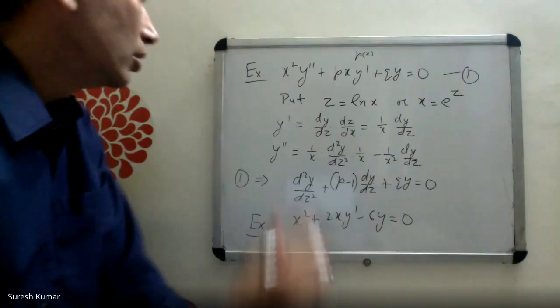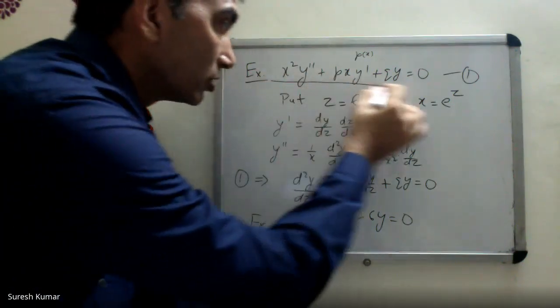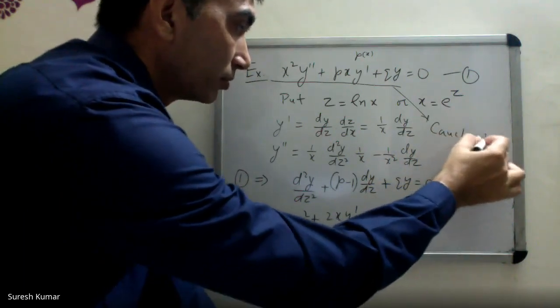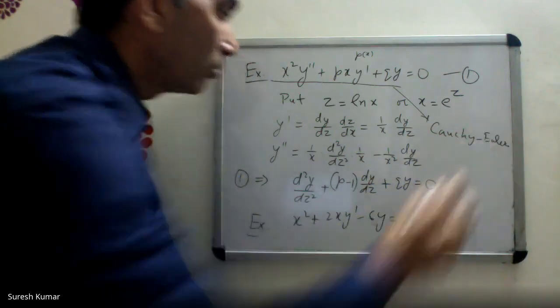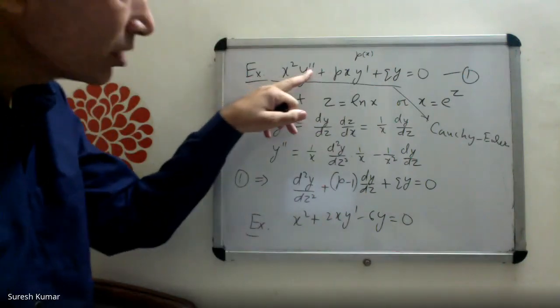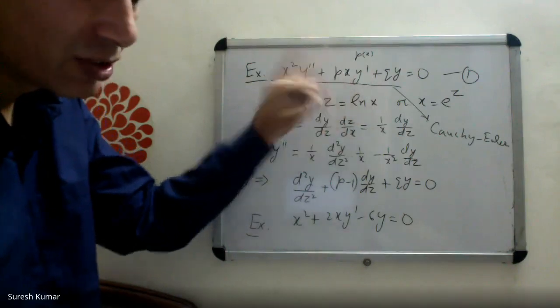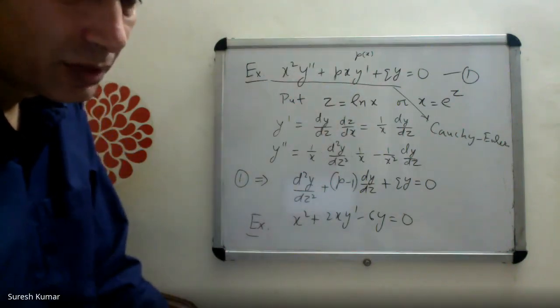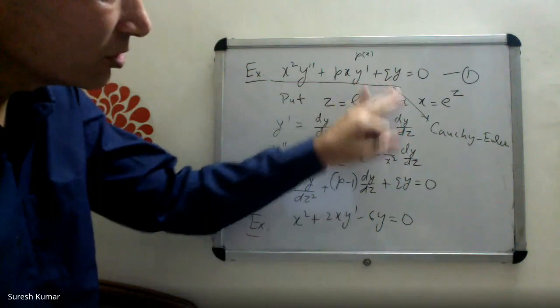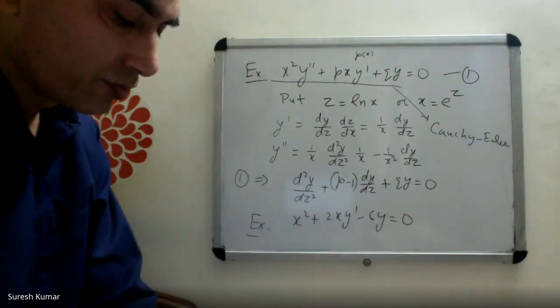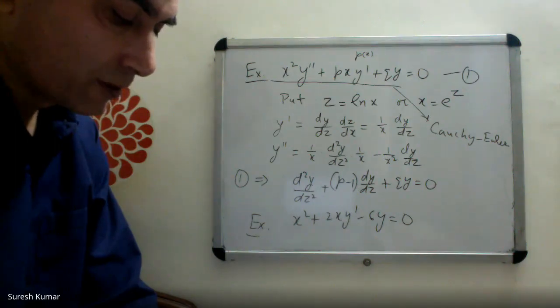Sir, how did we decide to use this transformation? You see, this is a particular differential equation. In fact, it is named as Cauchy-Euler differential equation. What is special about it? Notice that the second order derivative is multiplied by x square. First order is multiplied by x only. If you have this format of differential equation, you can go with this transformation.